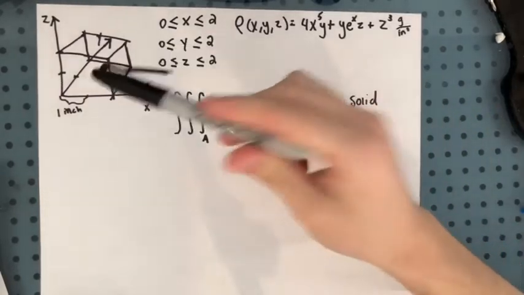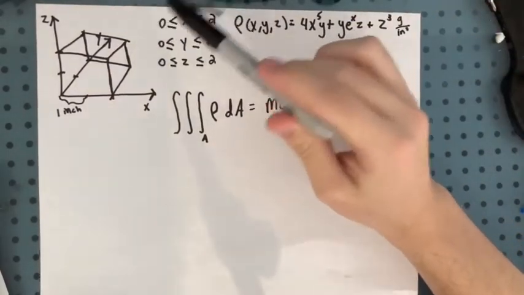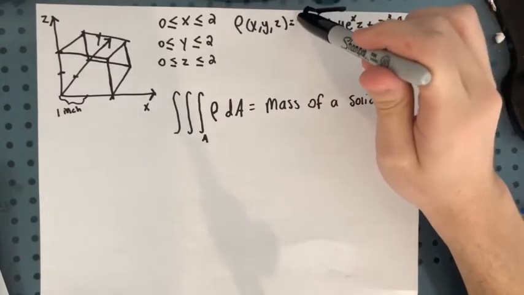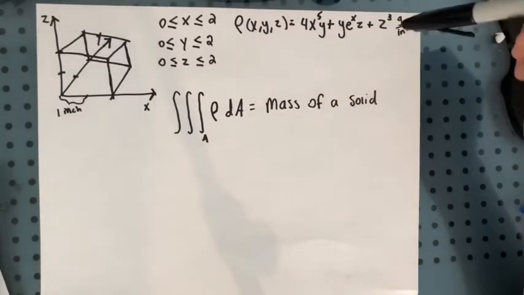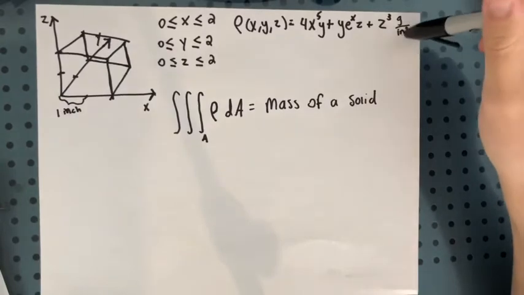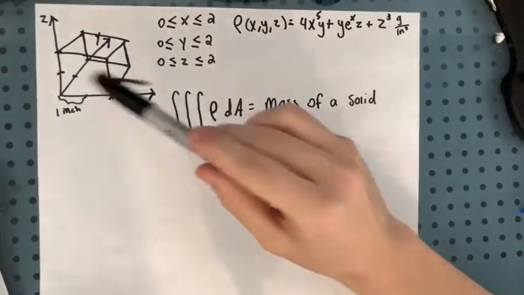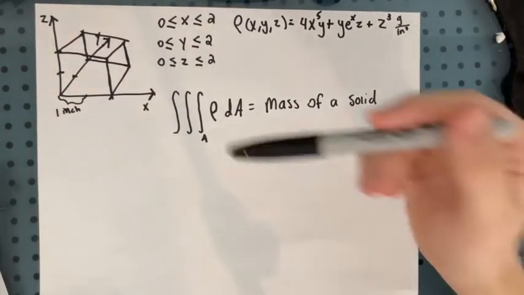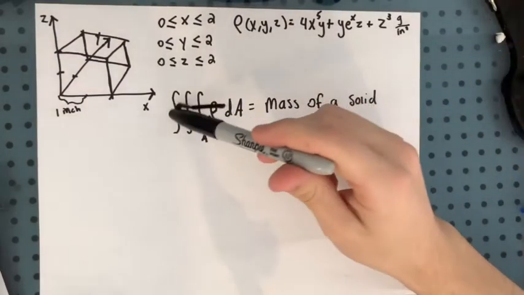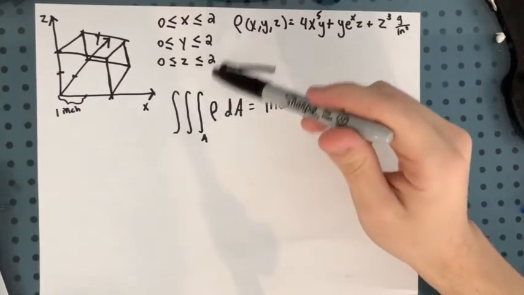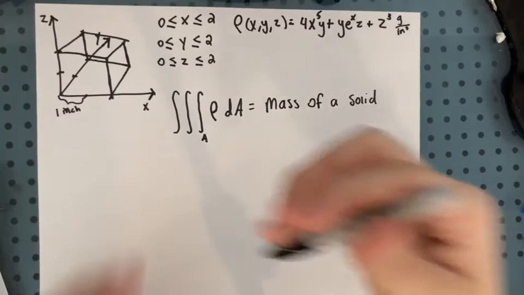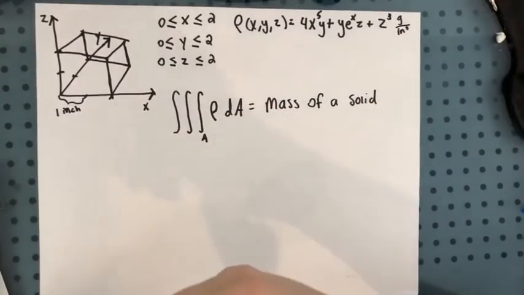As you can see, I drew it right here, and we have x is 0 to 2, y is 0 to 2, z is 0 to 2. And here's the density function. It is 4x to the 5th y, and it's in grams per inch cubed. And as you can see, our x and y axes are set up with the one being 1 inch. So to find the mass of a solid, you take the triple integral of the density formula over the volume.